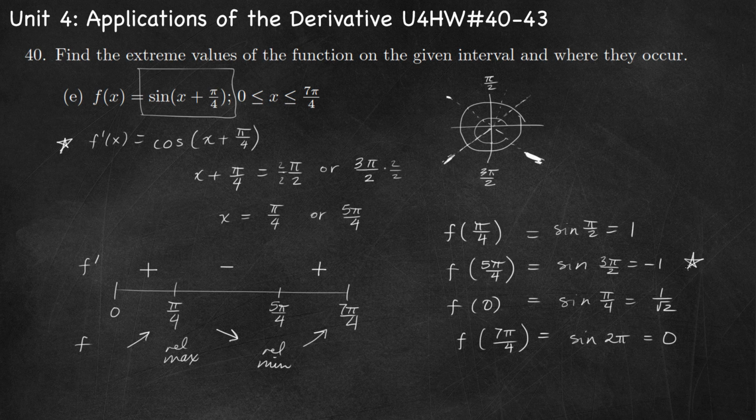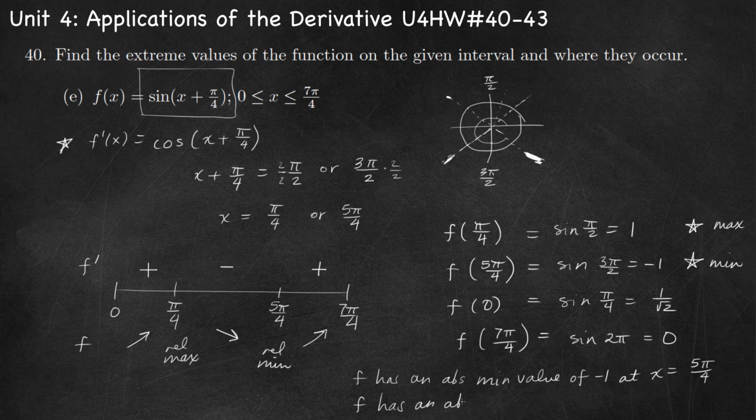So here's our absolute minimum value of negative 1 that occurs when x is 5 pi over 4. And of these values, the highest one on the list is 1. So that is going to be our absolute max. This one was our absolute min. So f has an absolute min value of negative 1 at x equals 5 pi over 4, and f has an absolute max value of 1 at x equals pi over 4.